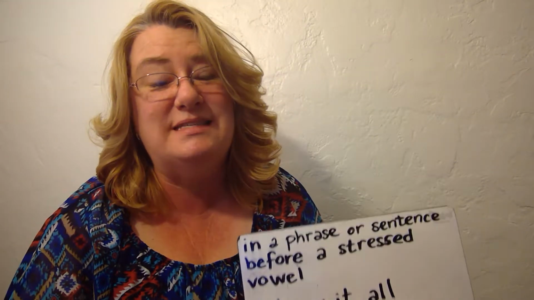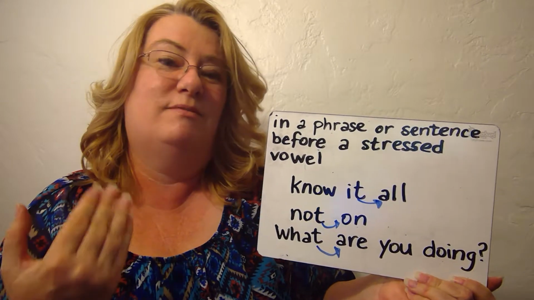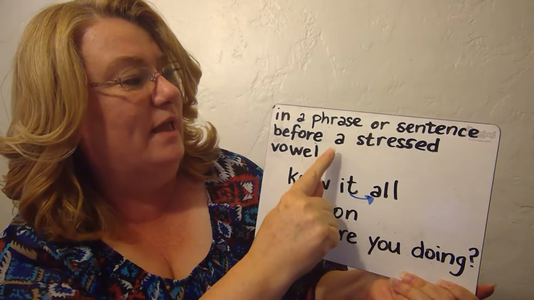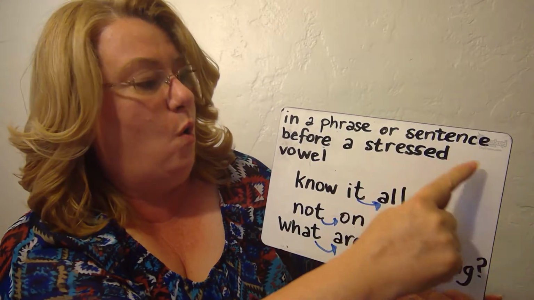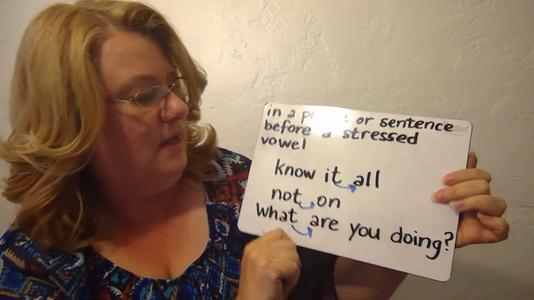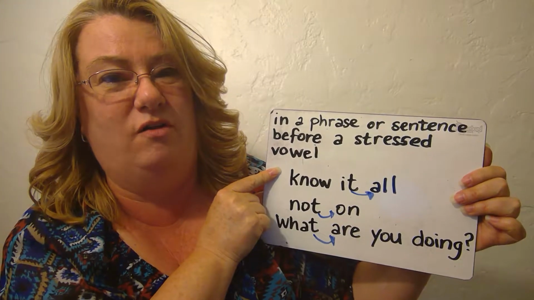Okay, now it can happen here within words when it has the sound between the vowels, when it follows the R-controlled vowel, or when it's followed by the L sound, ul. But now when it's within a sentence and the T gets pulled over to the next word, it happens more often than what I realized. So it can happen within a phrase or a sentence before a stressed vowel. And so let's look at how this looks. We've got this one, know it all.